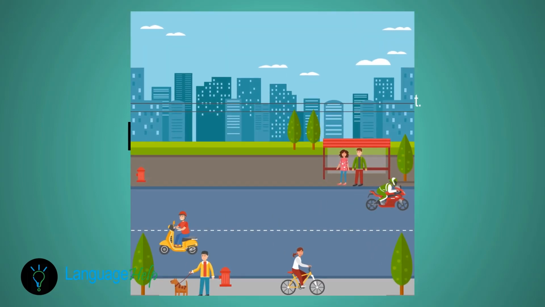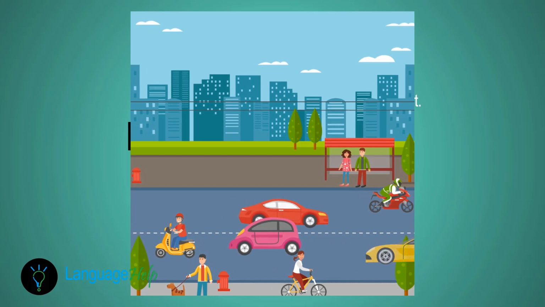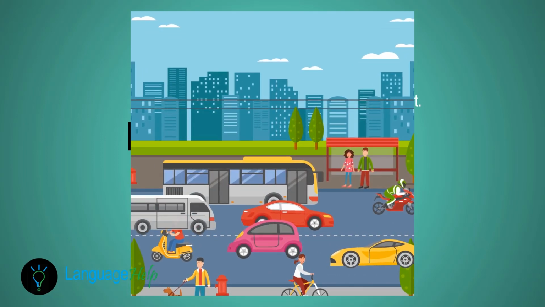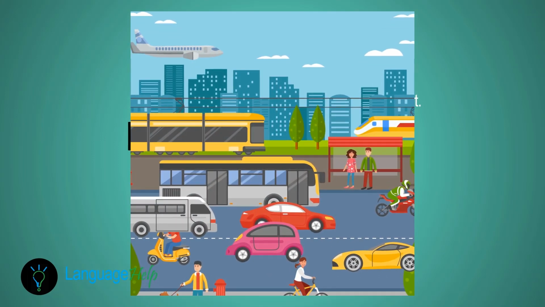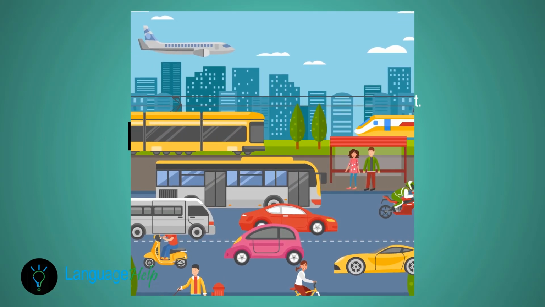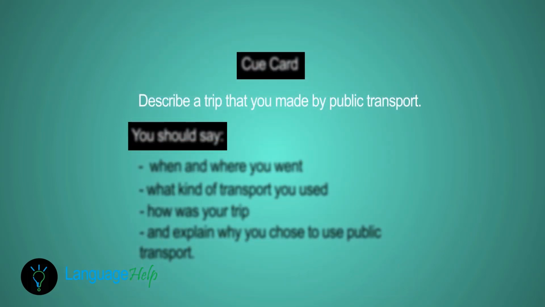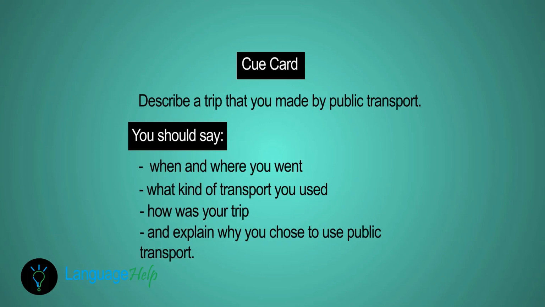Bikes, private cars, taxis, buses, trains, metros, planes are all what we call modes of transportation. In today's example, the cue card question is to describe a trip you made by public transport. This limits our answer to modes of transportation used by the public. So you need to think of a time you shared a cab or you went on a flight. Let's see the cues and design our answer.